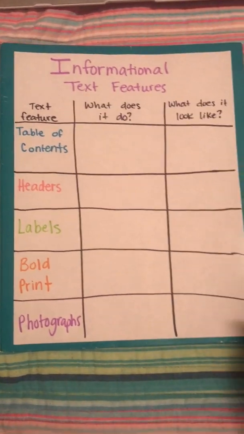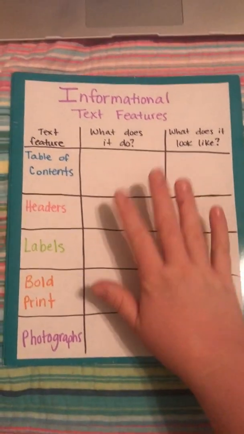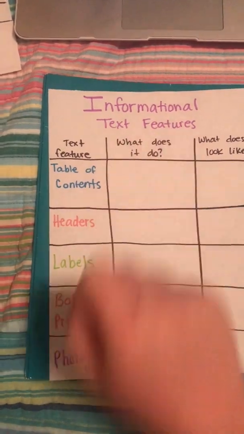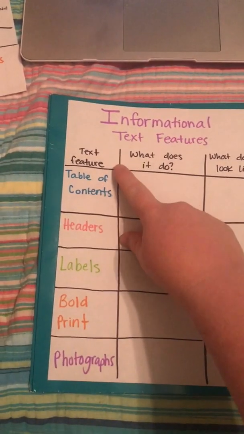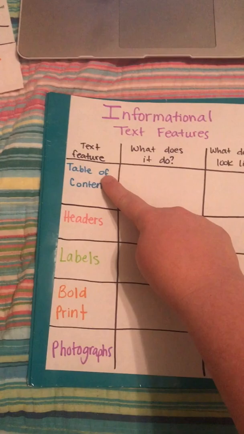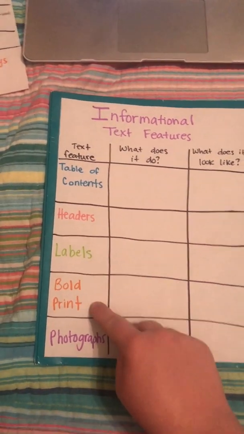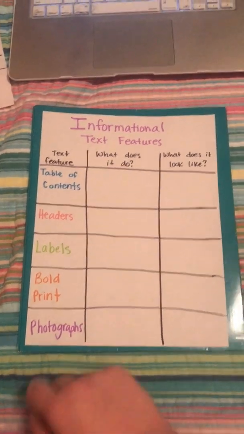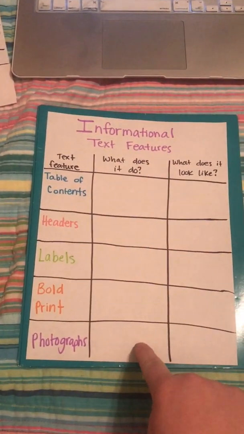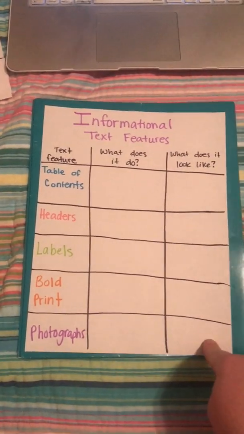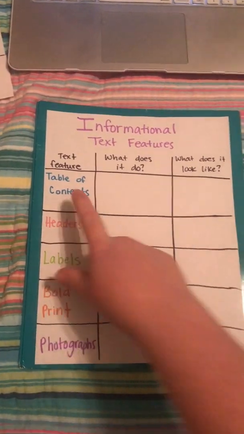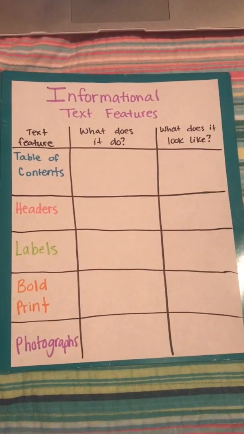Hey guys, so today before we read our book, we're going to be talking about informational text features. We're going to be talking about these text features: table of contents, which we've already heard about, headers, labels, bold print, and photographs. And we're going to be talking about what does it do and what does it look like. So we're going to start with table of contents.